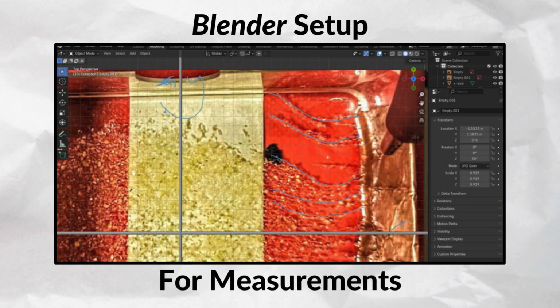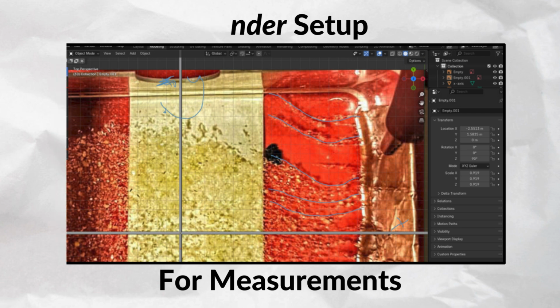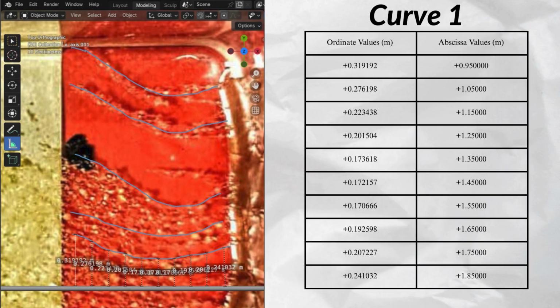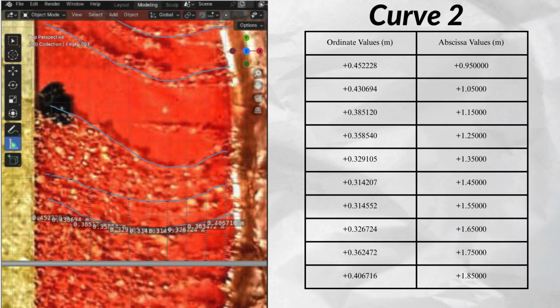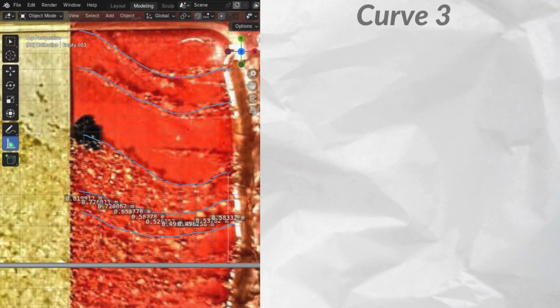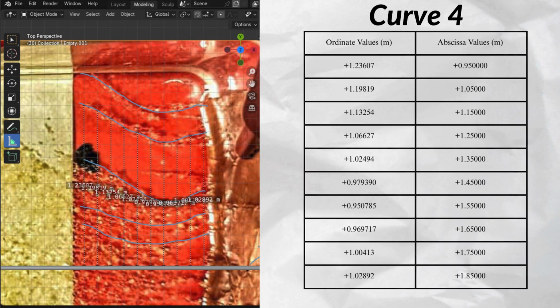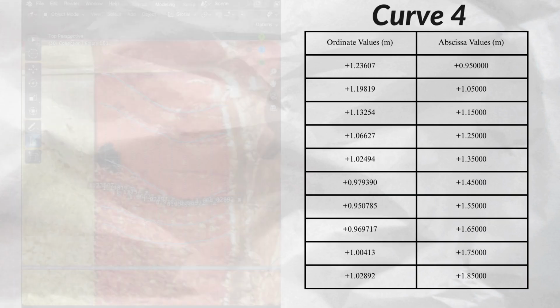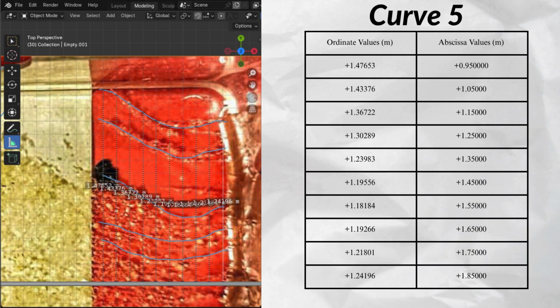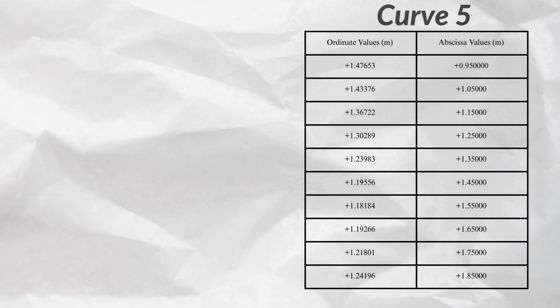Then the adjusted photograph was uploaded to Blender, in which I set up a Cartesian coordinate system and got it ready for the measurements. The measurements were taken via the measure tool built into Blender by default. Since the grid on which I placed the photo is divided into equal squares, I had to measure the ordinate value at each endpoint of the square interval. The measurements were taken for 5 chosen curves independently.